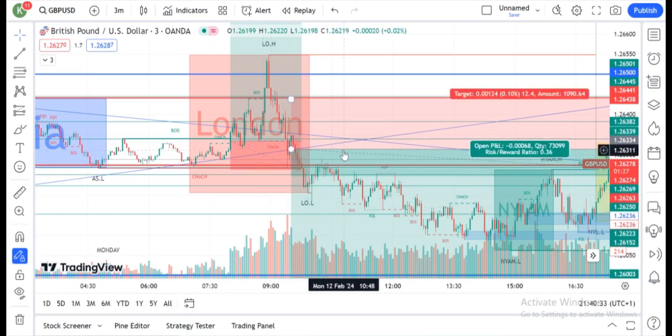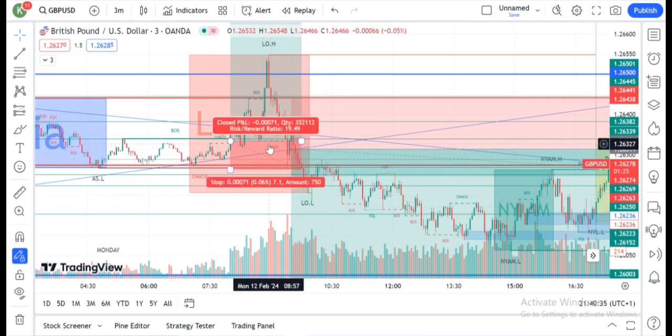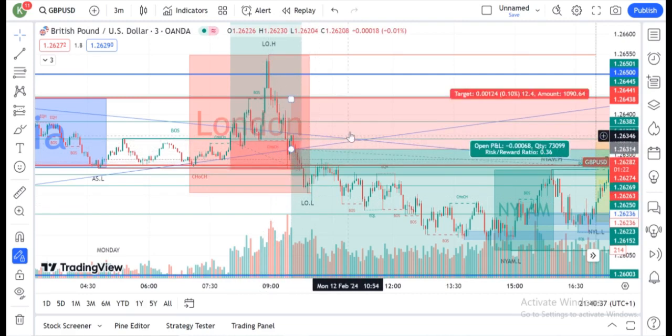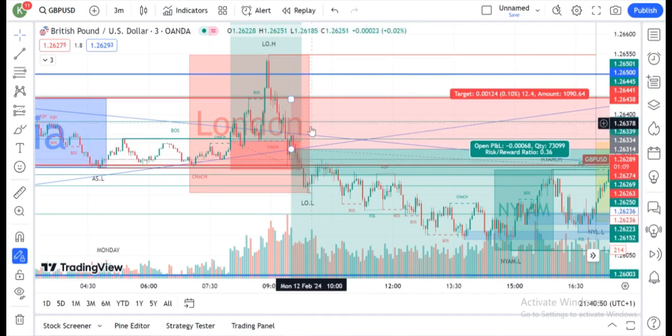So at this point, this was the entry point. Just after this change of character, there was already a POI here, so I just went in from here. Why did I put my stop loss just after this high? Why didn't I put it just here? Listen, if you put it here, AI will hit that stop because this is the point of interest. This is the point of interest.